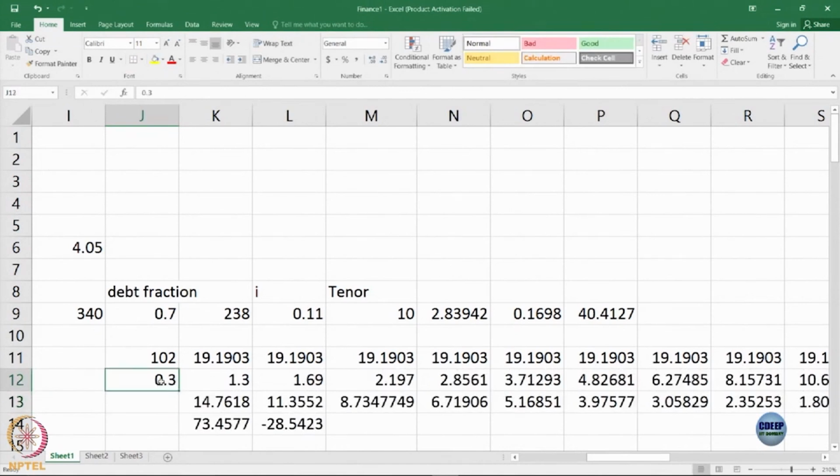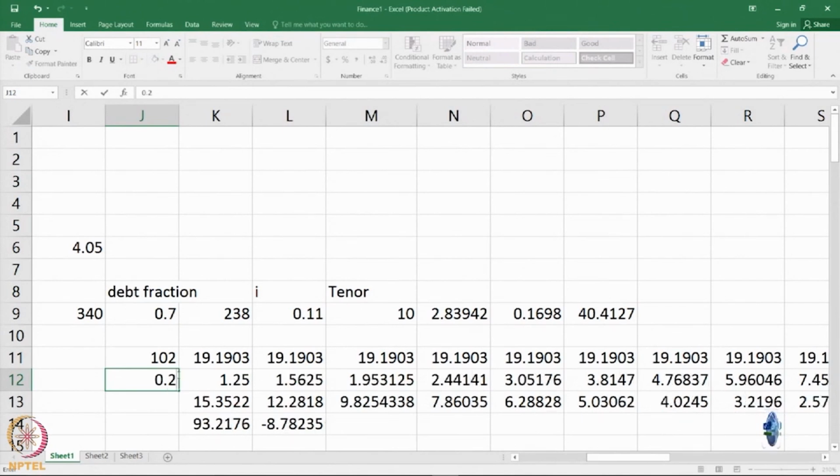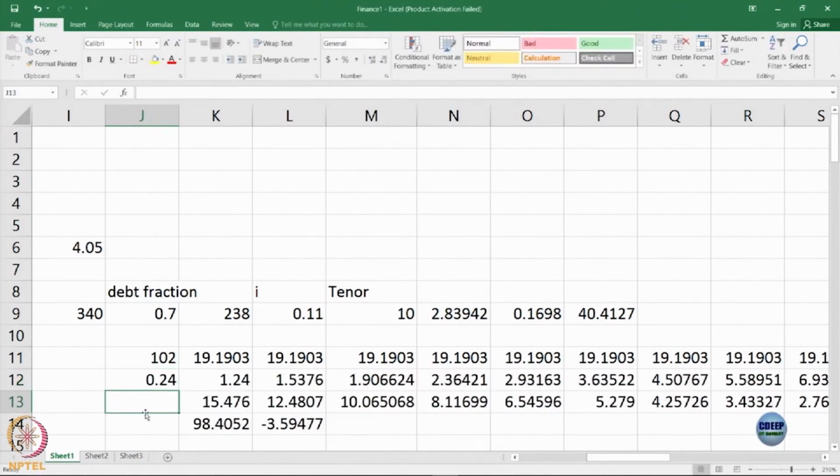0.3 is negative, 0.25, 0.24 is also negative. So you see, earlier it was 20%, now we are getting 23%. So obviously from the point of view of the company, it is viable to go for a higher debt equity ratio. Of course, there will be a maximum debt equity ratio which the financing institution will give you. But if you can go up to 70 and 30 in this case, that is the way in which we can calculate.